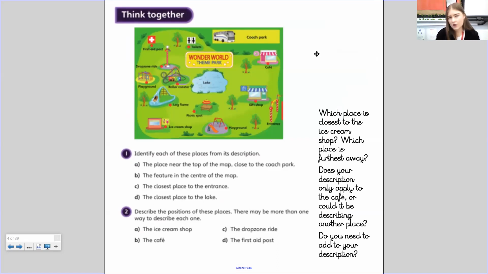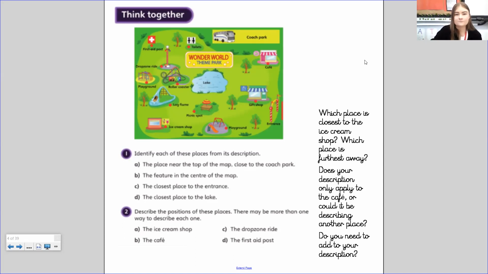Because near the toilets is the coach park or the first aid, but the drop zone ride as well is only the first aid. It's not near the coach park anymore. So near the toilets and the drop zone ride is the first aid post. As long as you've described it and you've been specific, and made sure that you can't accidentally describe something else, you will have got an answer that is correct there.